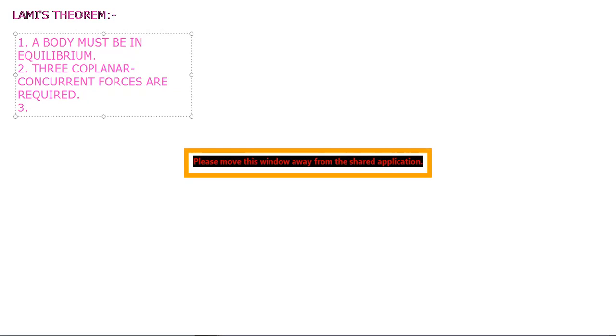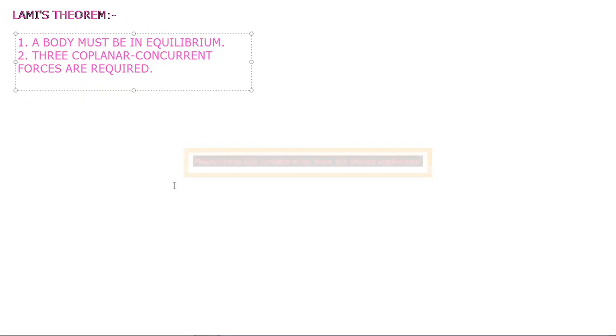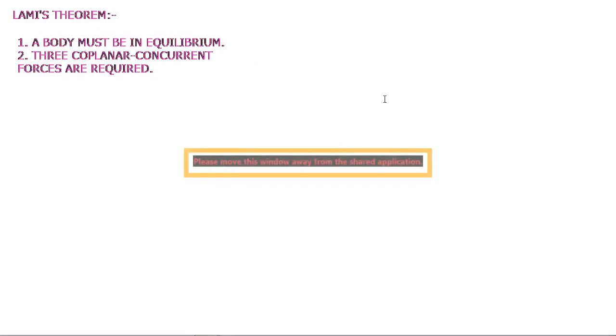After that, they should meet at a point or they should go away from the point, which means the same thing, that they should be concurrent. So these are the two conditions. If these two conditions are satisfied, then only we can use the Lamin's theorem.